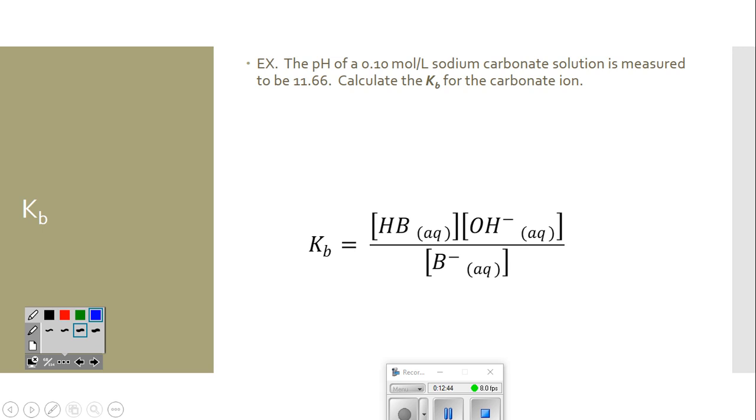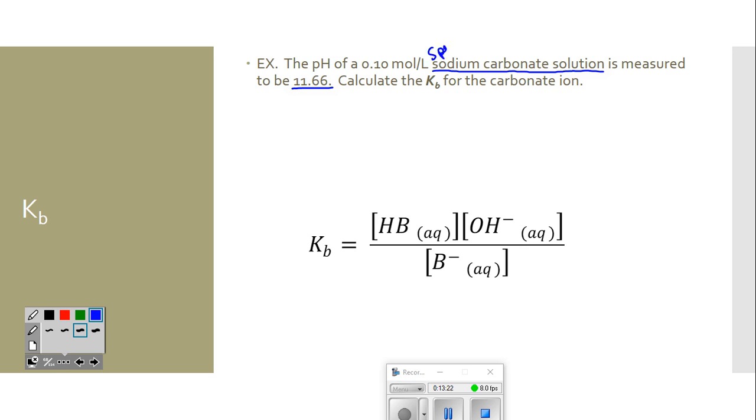So we know the pH of a sodium carbonate solution. First thing I would do is look at the question and ask myself, is that a base solution or an acid solution? I would look and say, well, the pH was 11.66, so it sounds like a base, and I would confirm that in my data table. Now, is sodium carbonate in the acid and base data table? No, it's not, but carbonate is.